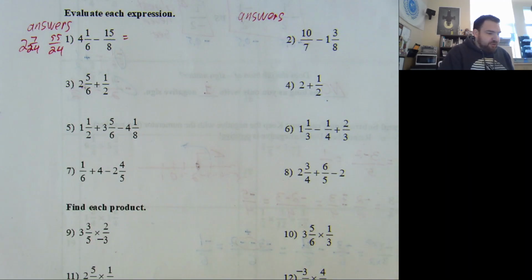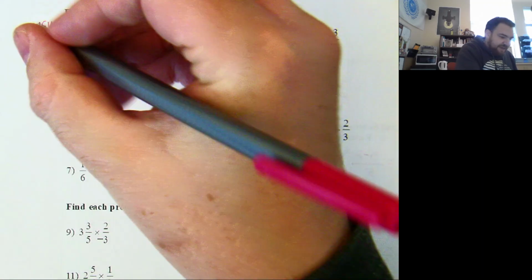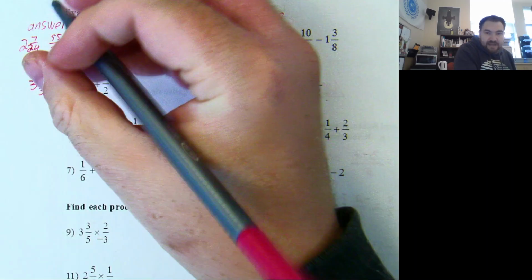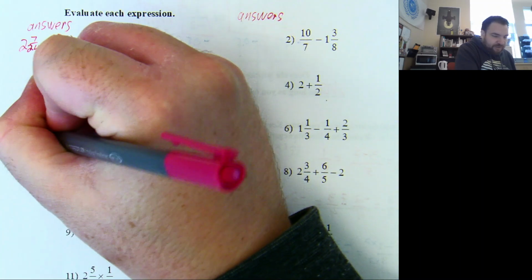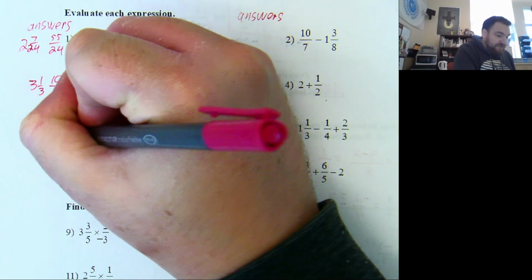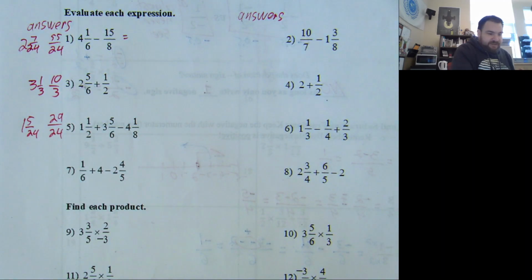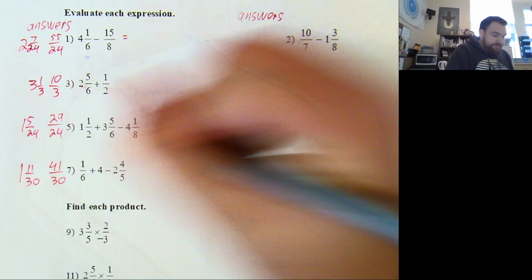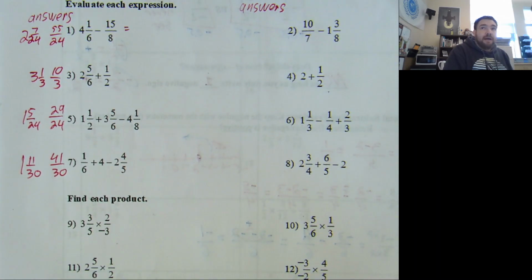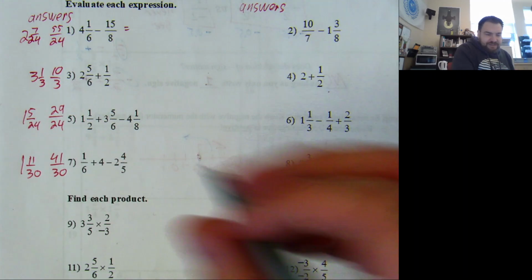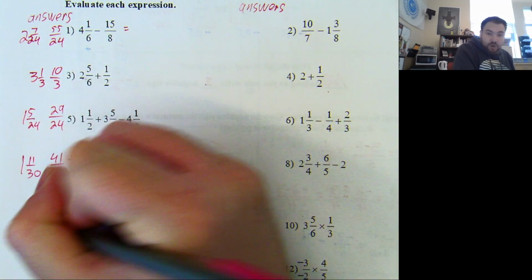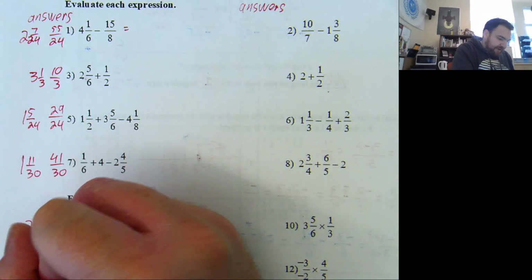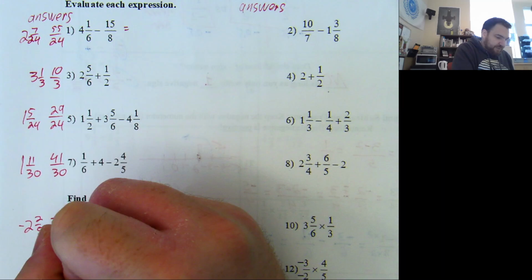There it is. Okay, so 2 and 7 over 24 or 55 over 24. The next one is 3 and a third or 10/3. The next one is 1 and 5 over 24, or it's 29 over 24. I'm just going to go down the page, make my life a little easier. 1 and 11 over 30, or 41 over 30. Let's do 9 and 11 right away. This is going to be negative 2 and 2/5, or it's going to be negative 12 over 5. 11 is going to be 1 and 5/12, or 17 over 12.